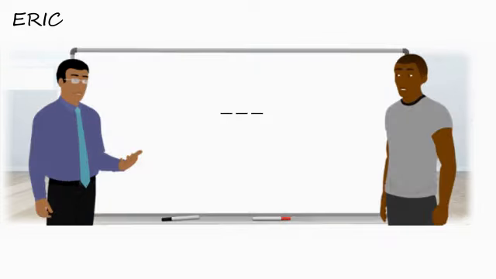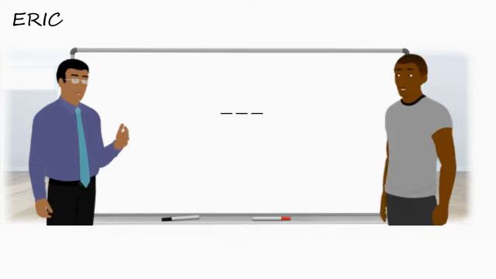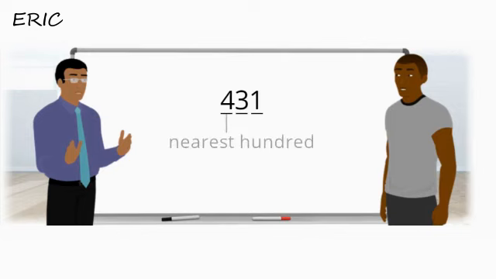When you're rounding, you first need to know the place value you're rounding to. Place value? You mean ones place, tens place, hundreds place? Like that? That's right, Curtis. Let's take a look at a simple number like 431. Say you want to round to the nearest hundred.